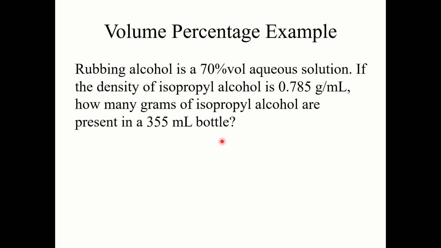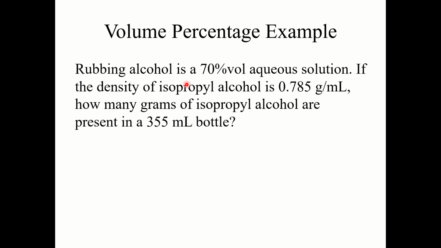So let's quickly look at an example. Rubbing alcohol is a 70% by volume aqueous solution. If the density of isopropyl alcohol is 0.785 grams per milliliter, how many grams of isopropyl alcohol are present in a 355 milliliter bottle? Again, let's back up and think about what we're given. We're given a volume percent, we're given a density, and we're given a volume, and we're being asked to find grams.